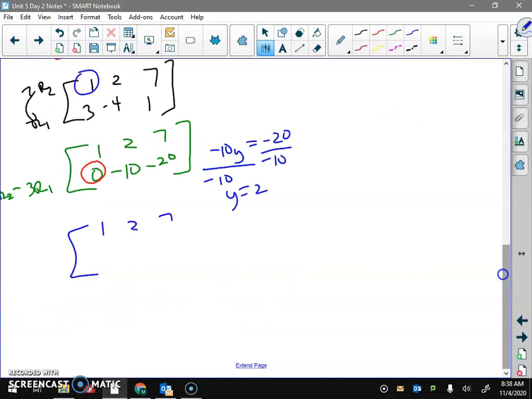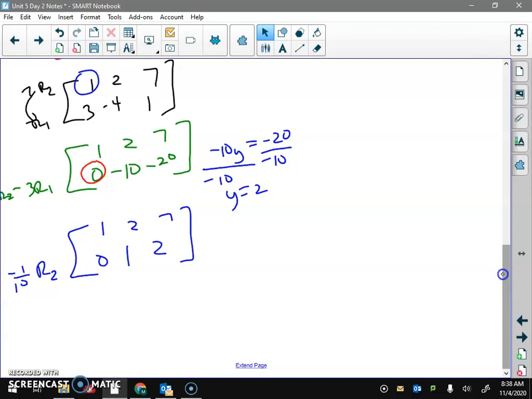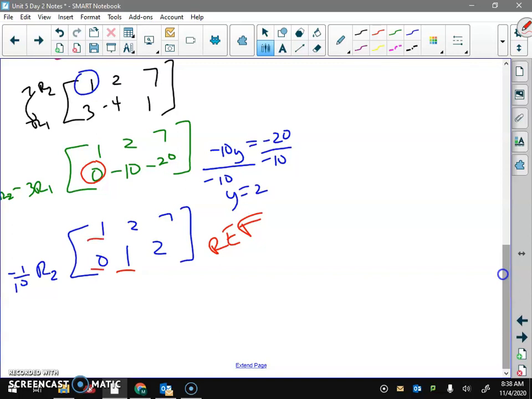1, 2, 7. I'm going to take row 2 and multiply it by -1/10, the same thing as dividing by -10. 0 times anything is 0. -10 times -1/10 is 1. -20 times -1/10 is 2. I have now gotten the matrix into row echelon form because I have a 1 here, a 0 here, and a 1 here. Now I can finish solving it by putting the variables back in.